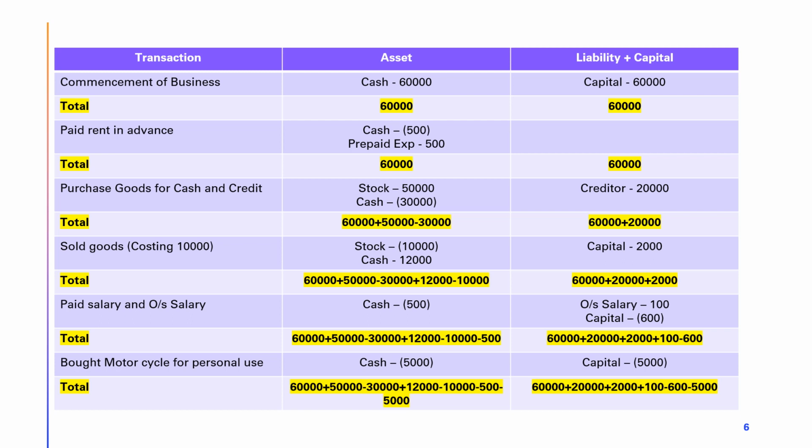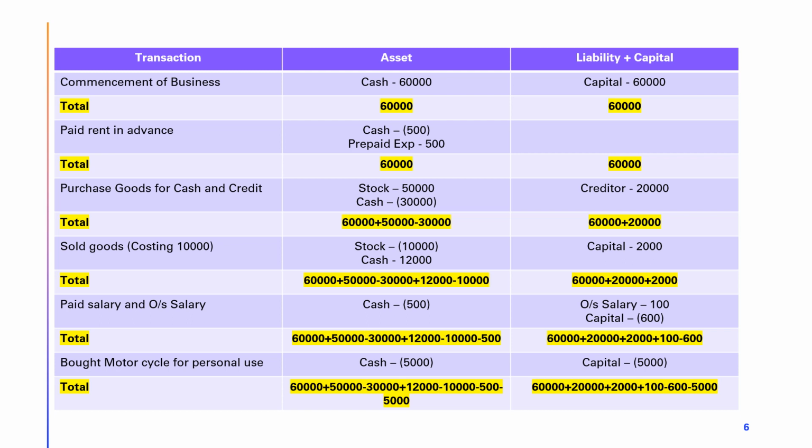Last entry is motorcycle bought for personal use. Now here firstly cash is reduced by 5,000 rupees. Now since it is the owner's personal use instead of business, we will reduce capital component by the same amount, which also denotes drawing. Had this motorcycle been bought for business, then instead of reducing capital component, a new component would have been created in asset side itself under the name of motorcycle and the amount would have been added over there.